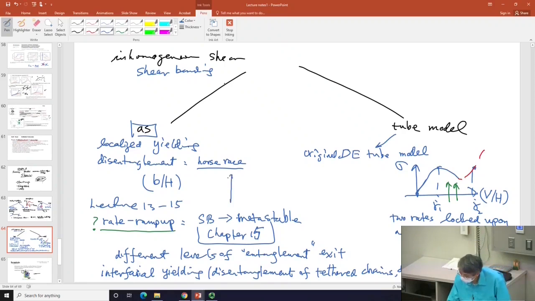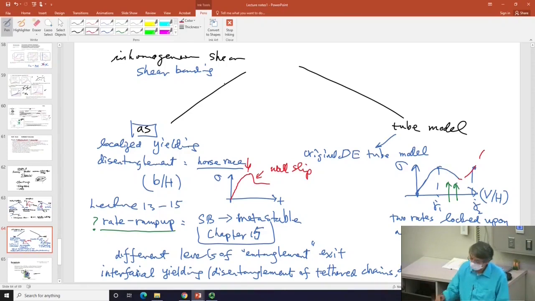So in this scenario, you may have also observed that you have very good stress growth and then dips down, and that's wall slip. And the whole idea is the slip also requires you to reach sufficient deformation and build enough stress before this disentanglement can take place.